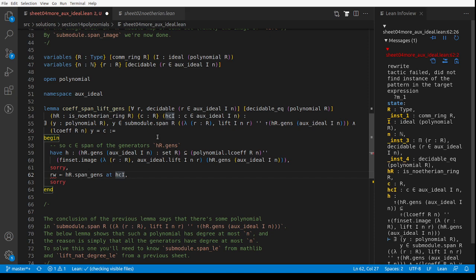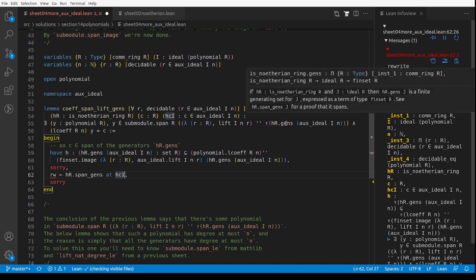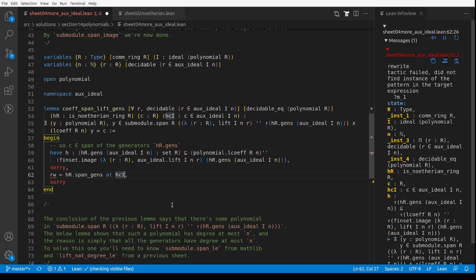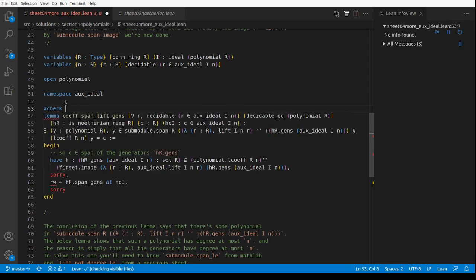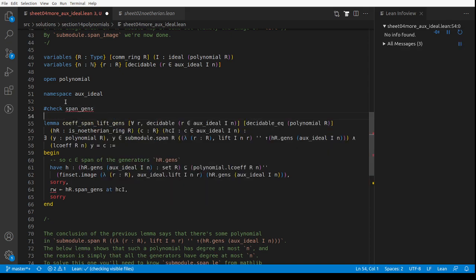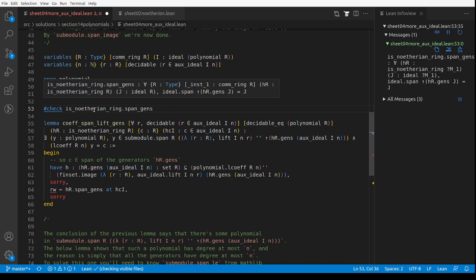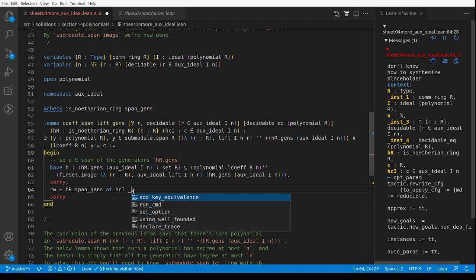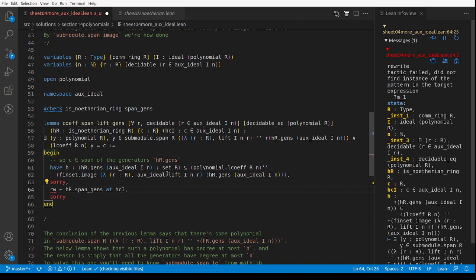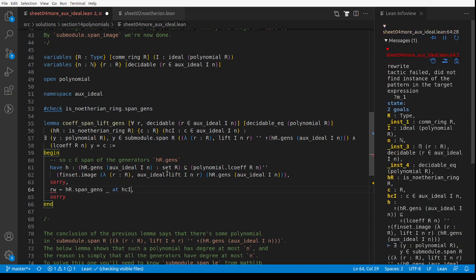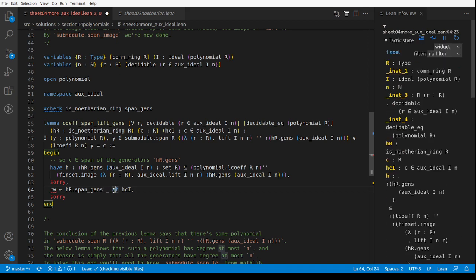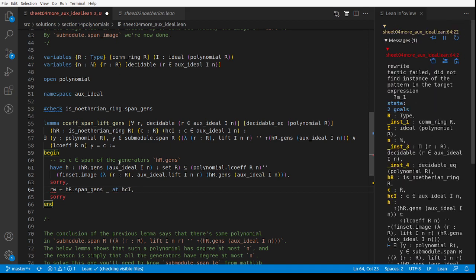How annoying. hr.span. Isn't that annoying that it doesn't give me the pop-up? So check what was this called? Is Noetherian ring.spangens. That one there. So it wants the proof that the things in Noetherian are, then it wants an ideal. So why don't I just say guess the ideal there? And why don't I just say guess everything? No? Oh, how frustrating.